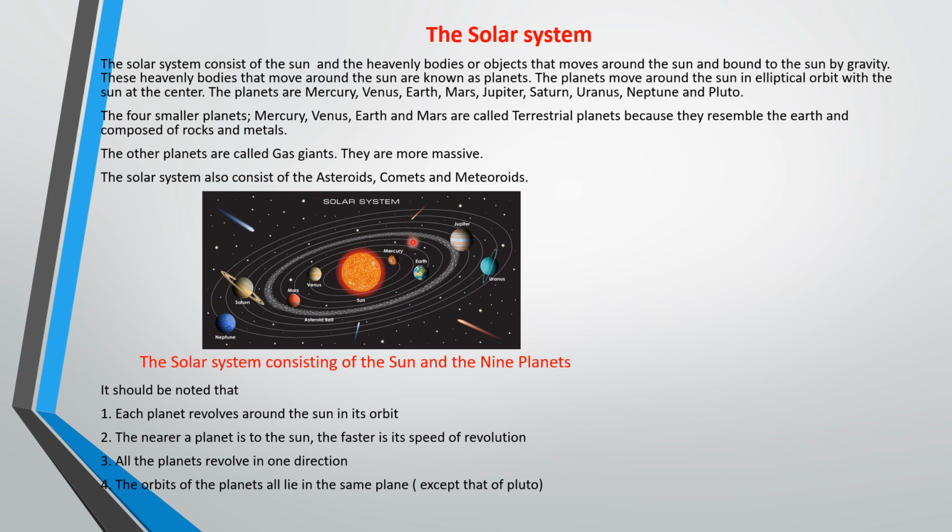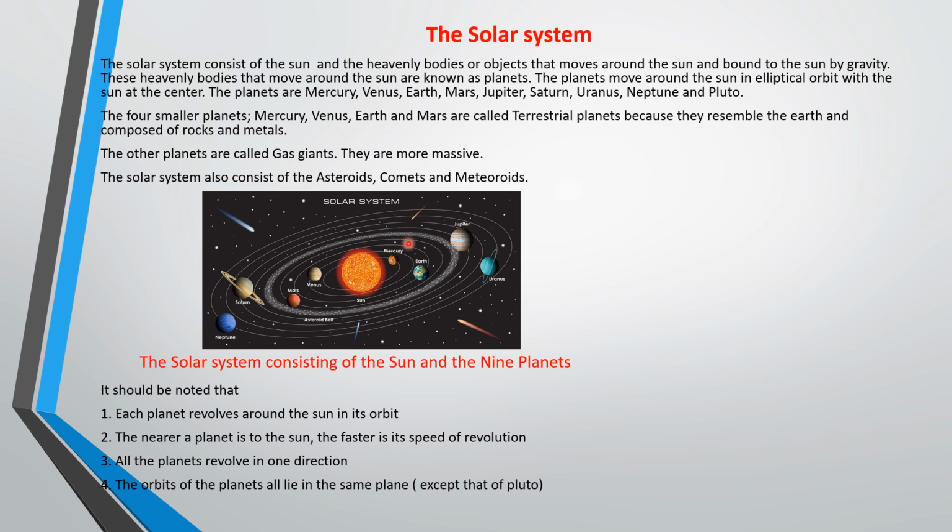Alright, the smallest planets are Mercury, Venus, the Earth, and then Mars. They are known as terrestrial planets because they look like the Earth, and they are made up of rocks and metals. Then the other planets, which are Jupiter, Saturn, Uranus, Neptune, and Pluto, are known as gas giants. They are far, far bigger than the smaller planets.